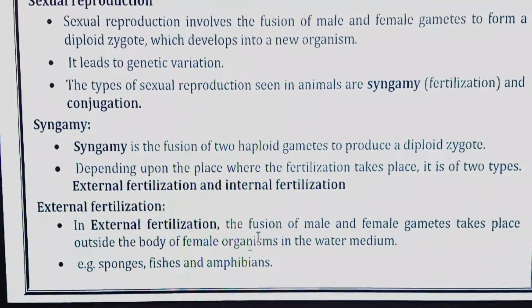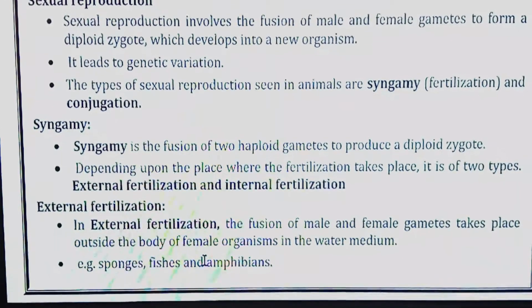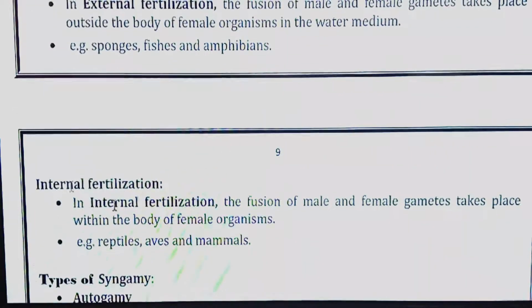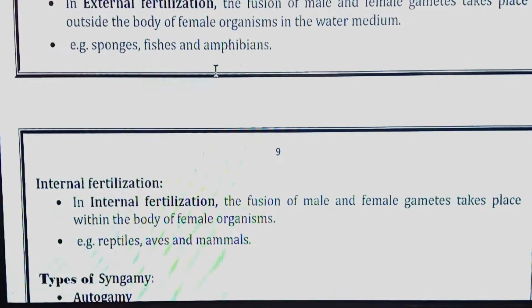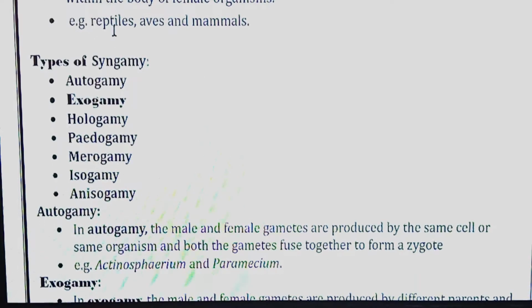External fertilization takes place outside the body of the male and the female organisms. The fusion of the male and female gametes takes place outside the body of the female organism. Mostly it happens in the water medium. Example, sponges, fishes and amphibians. Internal fertilization: fusion of the male and the female gametes takes place within the body of the female organism. Here, in higher organisms like reptiles, aves, mammals, internal fertilization takes place.